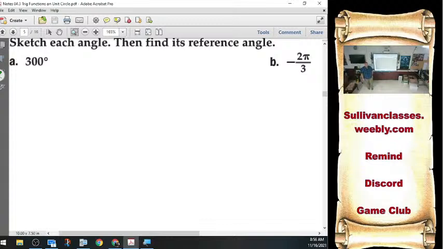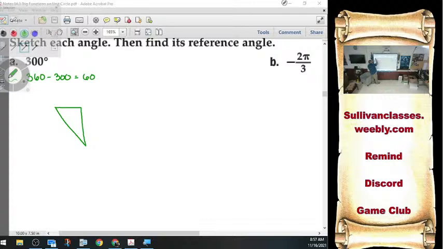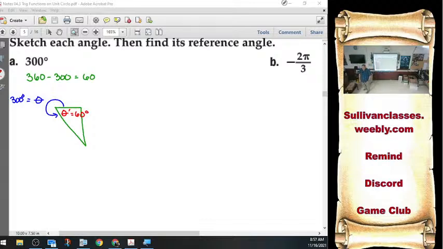Quadrant 4. Okay. If I'm in quadrant 4, you take 360 minus the angle. That means my actual angle, theta, was 300. My reference angle, theta prime, is 60. That's it.